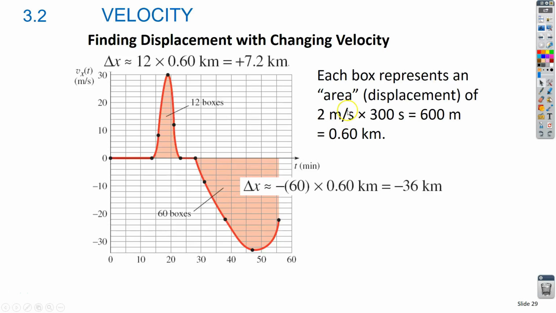Here, each box represents an area of displacement of about 2 meters per second times 300 seconds, and so that's about 600 meters or 0.6 kilometers. So each one of those boxes is about that. Same thing for this one. We've got somewhere around 60 boxes. Notice that it is in the negative direction, negative velocity here. So it's negative 60 because it's below the line, times that 0.6, and we end up with negative 36 kilometers.